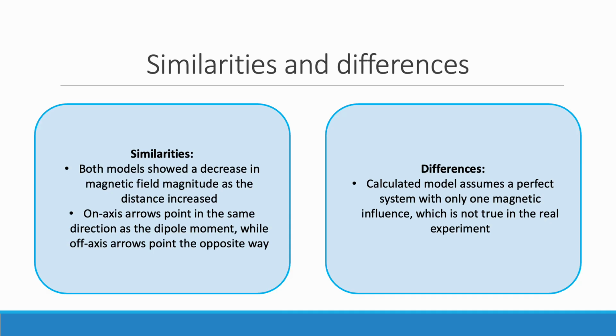But for some common trends between the computational model and the actual experiment, some similarities were that both models showed a decrease in the magnetic field magnitude as the distance increased, which obviously makes sense. And then the on-axis arrows pointed in the same direction as the dipole moment, while the off-axis arrows pointed in the opposite direction. And one major difference or assumption is that the calculated model assumed a perfect system with only one magnetic influence from the bar magnet that we were measuring, which is not true in the real experiment since there were a lot of other different magnetic objects just in the room.